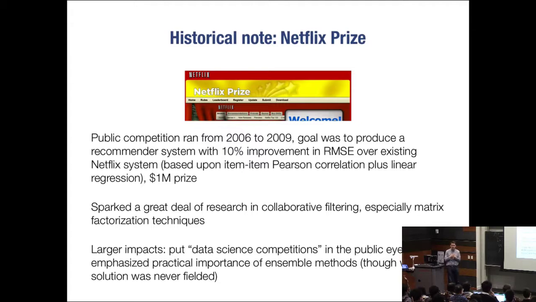This is now almost 10 years old. This happened. So maybe like half the class remembers, which is great, because it really is a hugely impactful event that happened in exactly this area. I think its impact goes well beyond recommender systems, but it was a recommender system challenge. This was a public competition launched from 2006 to 2009, and the goal was to produce a recommender system that improved by 10% upon Netflix's current system that they use for making their recommendations.